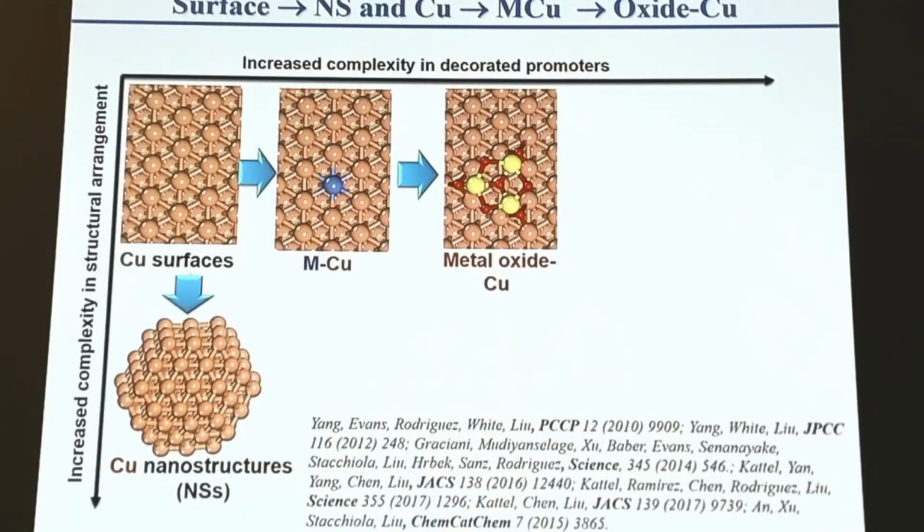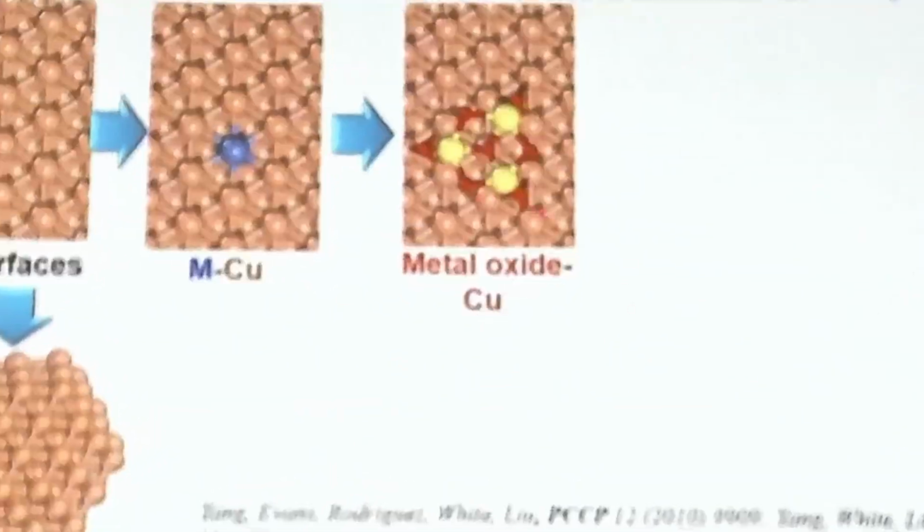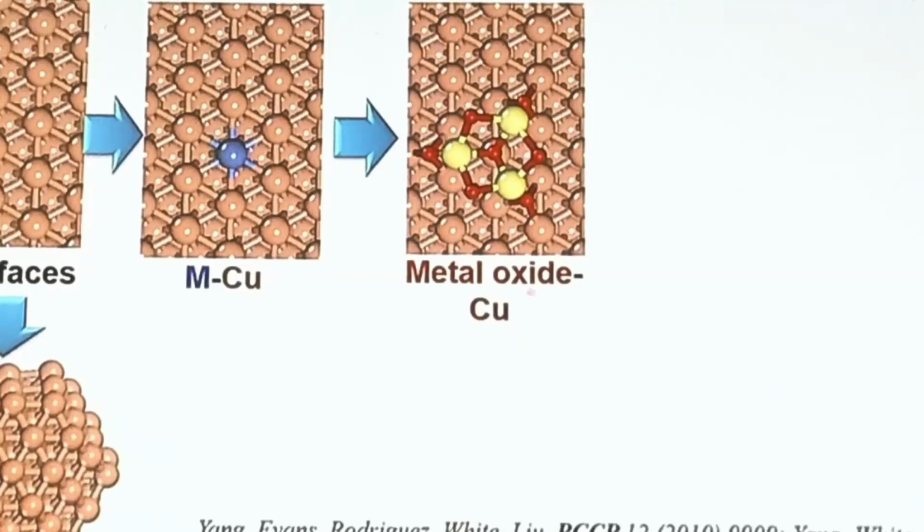We're going from pure copper surface to the copper alloys by introducing secondary metals. Or we can go into the metal oxide interface. Now we're increasing the type of active sites from one to three. And here is the pure metallic copper, oxygen, and another secondary metal.